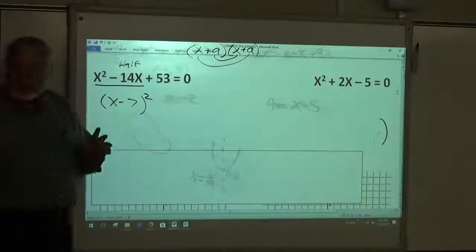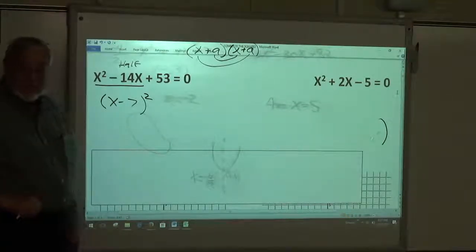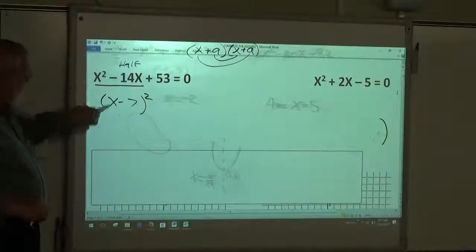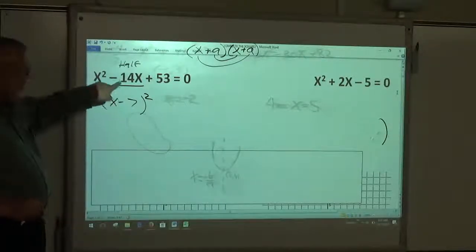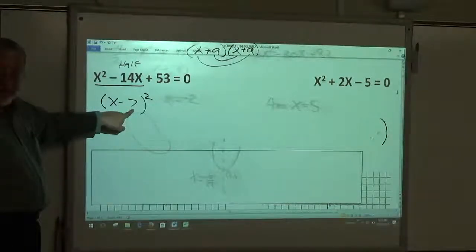All right, now, we have a problem we have to deal with, because this is Algebra 2. Now, if I multiply this out, I'm going to have 3 terms. I'm going to have x squared. I'm going to have 2 negative 7s, which is negative 14. But I'm also going to have 7 times 7, which is 49.